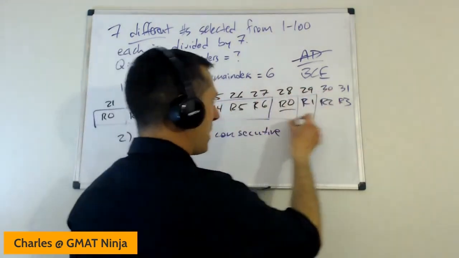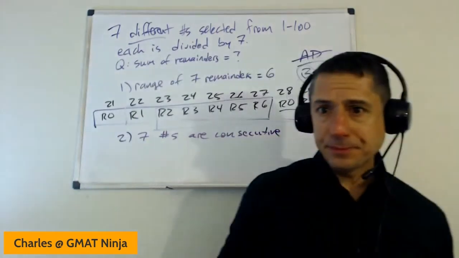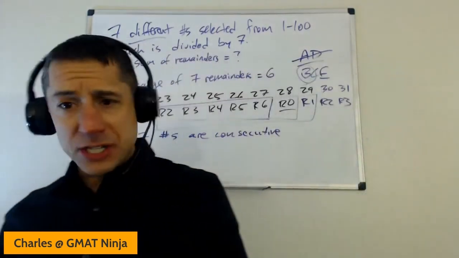Remainder of 2 goes to remainder of 1. Either way, that sum is going to be the same for that reason. Answer is B.